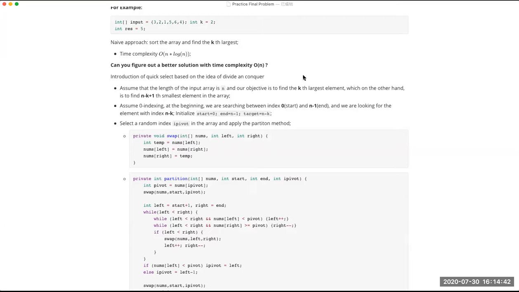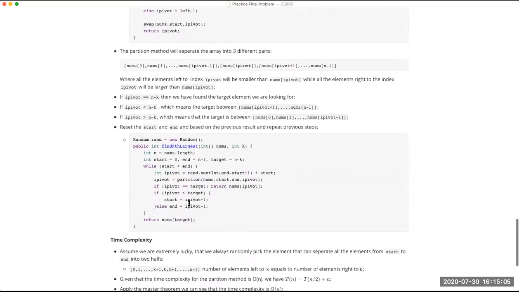It's basically similar to quick select. I'm not sure whether the professor covered that in the lecture. The naive way to do that is to sort it first and then find the kth largest. But that will take you O(n log n) time. This is something we want to improve. We want to do that in O(n) time.